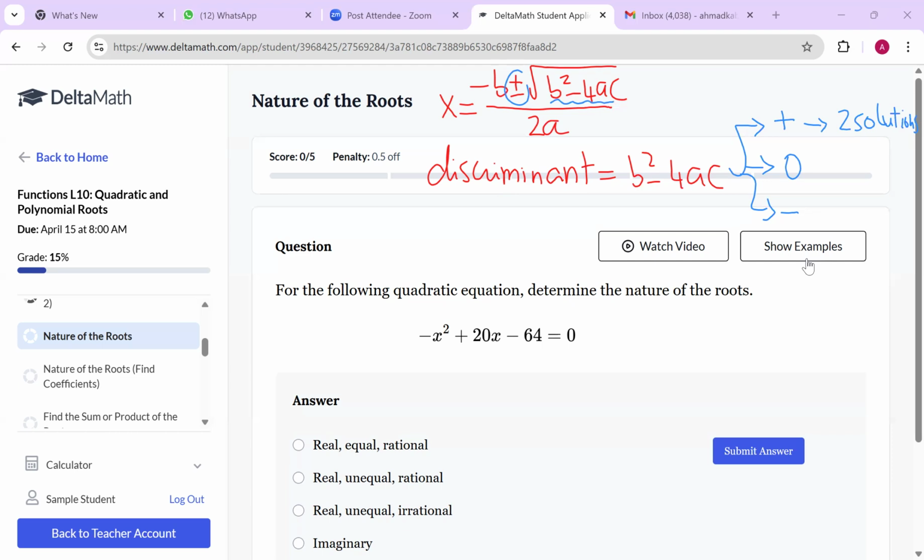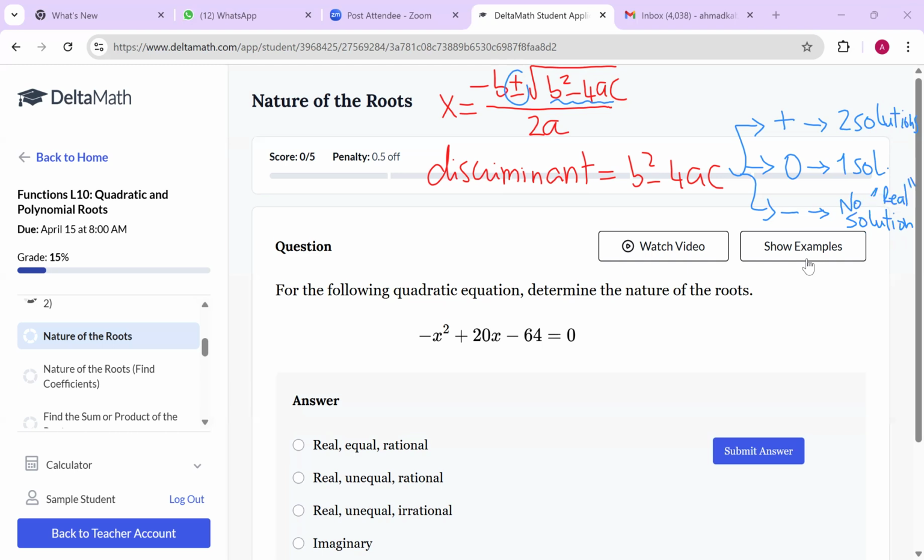So what happens if this value is equal to zero? We have one solution only, because plus minus root zero is just nothing. So it's just minus b over 2a. And then what if the value of the discriminant is negative? Well, for now, we can just say no solution, but actually the proper way to say this is no real solution.